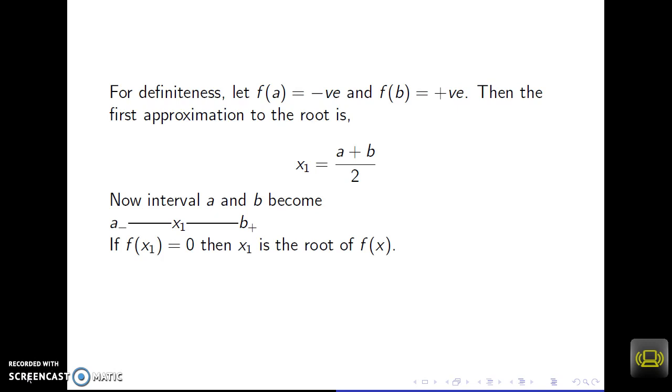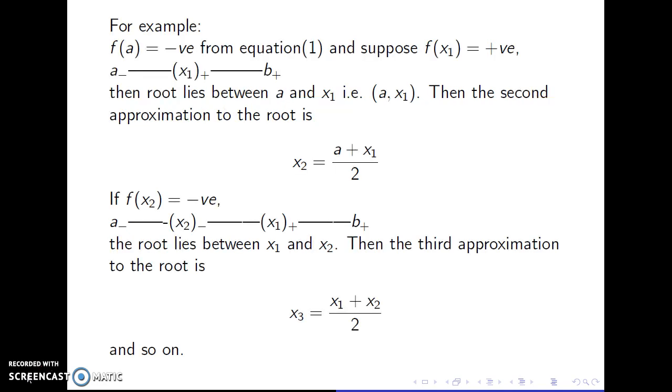Now let's consider f of a is negative and f of b is positive. Then the first approximation to the root is x1 equal to a plus b upon 2. So this is the bisection formula. We are dividing the given interval into two parts. So a plus b upon 2. Now the interval a and b becomes a, x1 and b. So in a and b we got a new approximate root, that is x1. Now if f of x1 is 0, then x1 is a root of f of x, the polynomial.